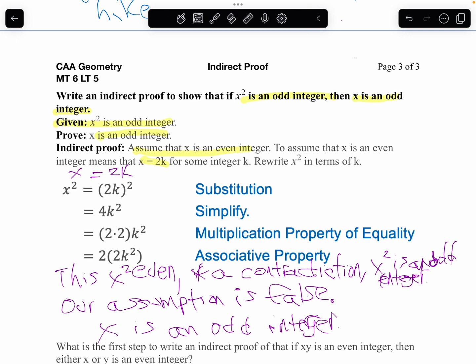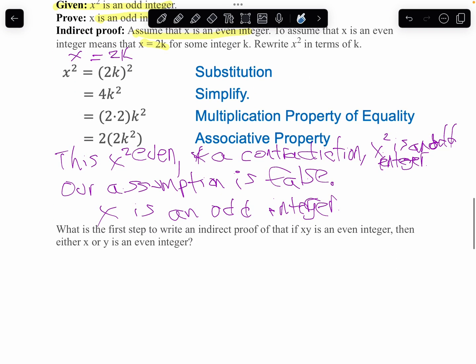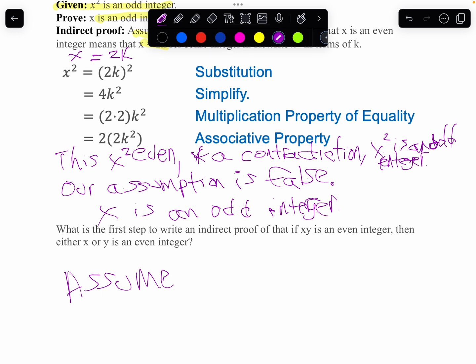Okay, let's take a look at another one here. On this one, we're not going to do the whole proof. I just want you to do the assumption. The assumption, remember, is we're going to assume the opposite of what we're trying to prove. So if xy is an even integer, that's our given, isn't it? Then either x or y is an even integer.